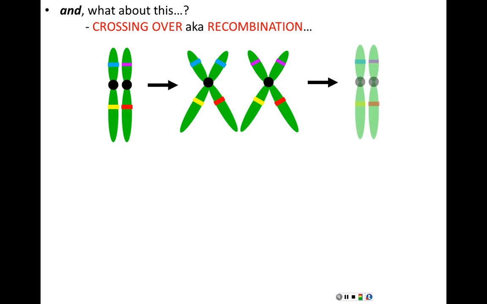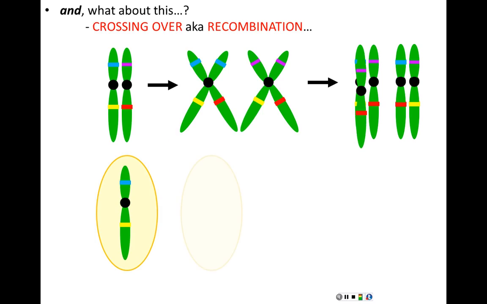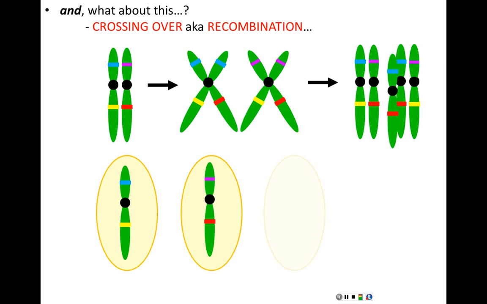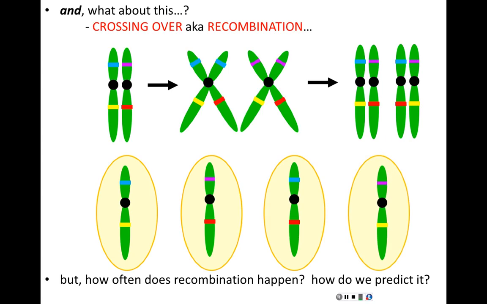Now when these sister chromatids separate, we get back the original chromosomes we had before, but we also get back the recombinant chromosomes that are the result of crossing over. That's what's shown on the right. And so we can get gametes now that contain all of those combinations. But still, the alleles are linked on the same chromosome. The question then becomes, though, recombination and crossing over is very infrequent.